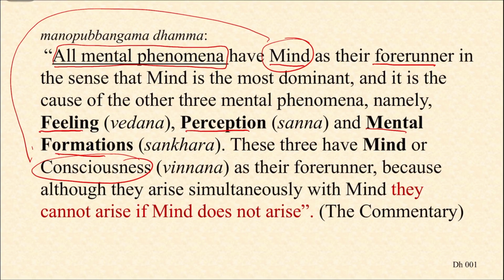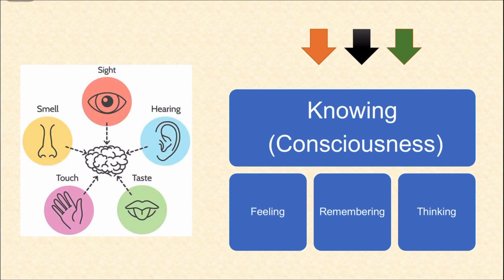Okay? The mind is consciousness, or vinyana. Because consciousness exists, that's why you have feeling, you can think, and then you can remember. This is because of the mind. So this picture maybe helps to see things better. Because consciousness, this is the mind.